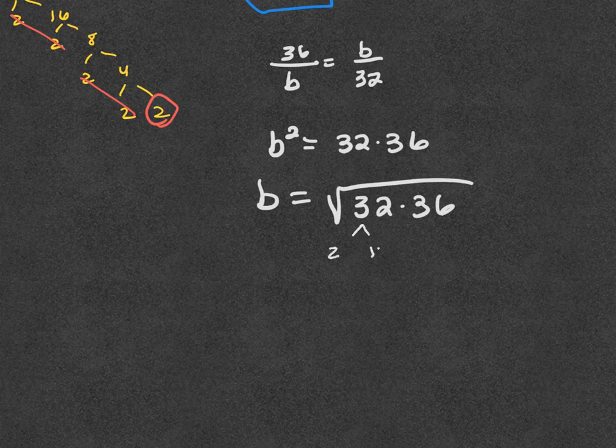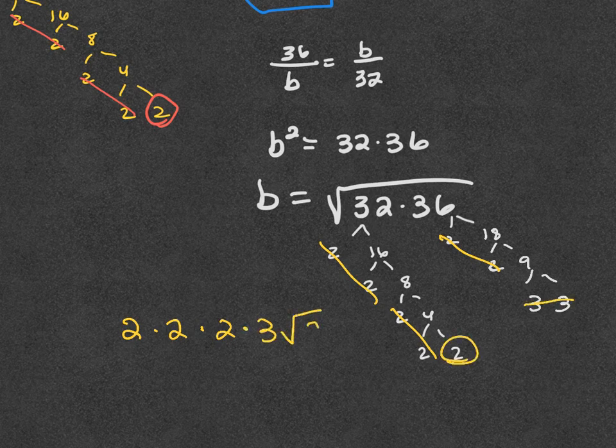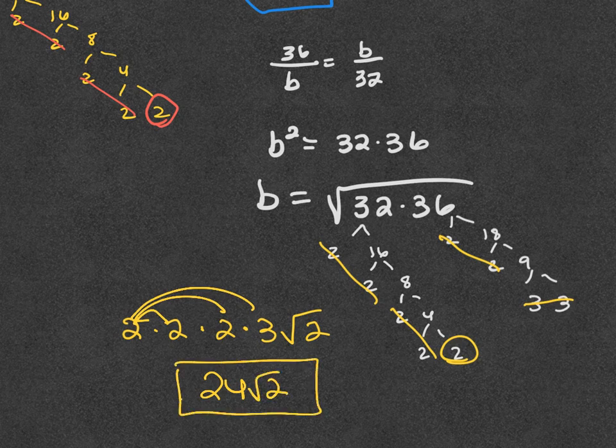So this is 2 and 16, 2 and 8, 2 and 4, 2 and 2. This is 6 and 6, so I can take out a 6, or I can make it 2 and 18, 2 and 9, 3 and 3. One pair of 2's, a second pair of 2's, a third pair of 2's, and a pair of 3's, and one sad little 2 by itself that stays underneath. This is 4, 8, 24 root 2. That was B.